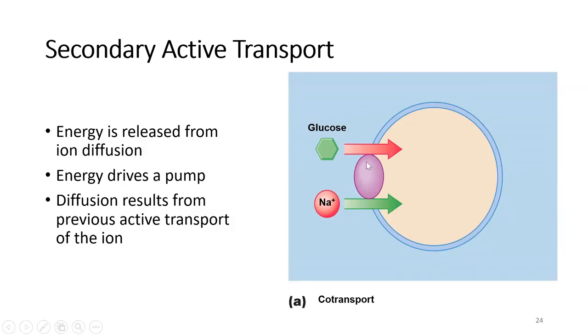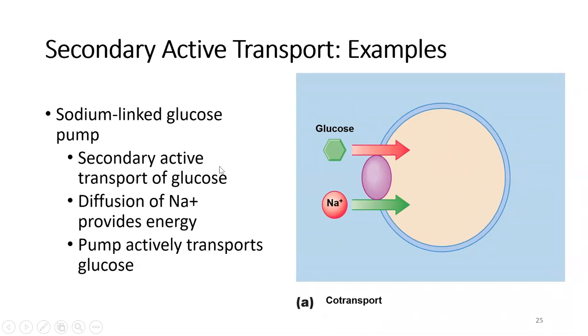Now, with these secondary active transport pumps in the membrane, we can borrow or steal or grab the energy that's being liberated as sodium moves according to its gradient, and we can take that energy and move another ion against its concentration gradient. This is what we call secondary active transport. So diffusion results from previous active transport of the ion from one side of the membrane to the other.